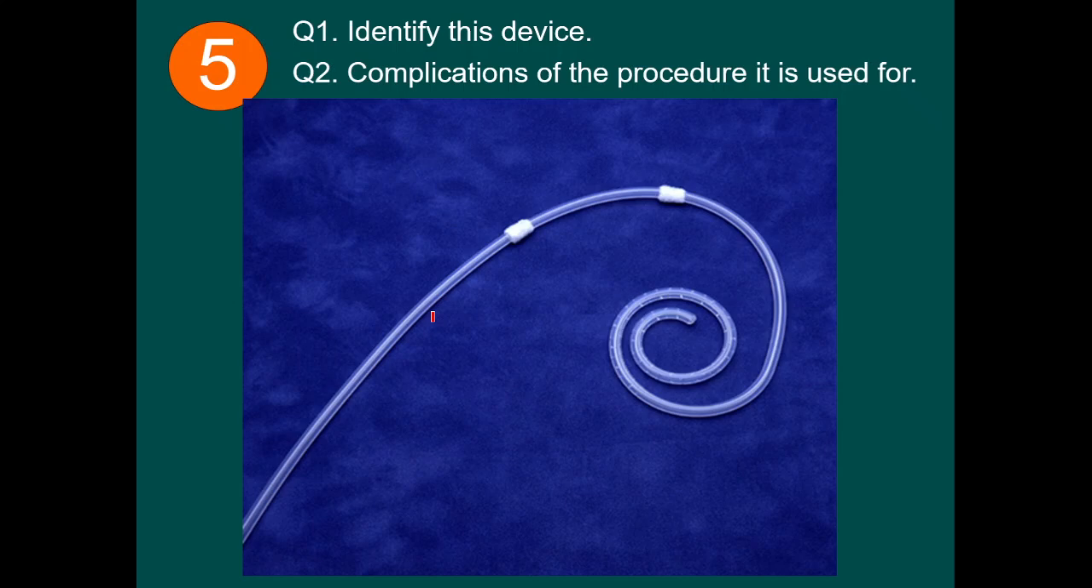Fifth question, identify this device, complication of the procedure it is used for. Able to make out? There are some white colored things which are located over here. Focus over this side. Multiple small dots are there. One clue I can give, it is related to the kidney. Being a nephrologist, I can say this is related to my field, which is related to dialysis also.